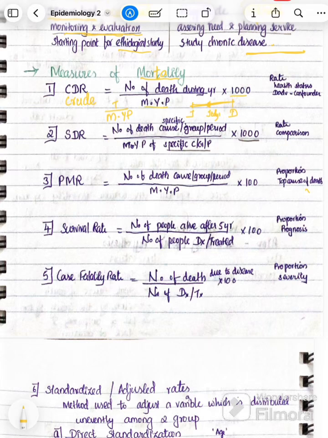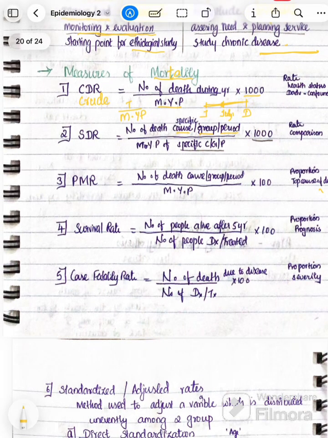The multiplier is 1000. And the specific death rate can be cause specific, group specific, or period specific. First we divide by the mid-year population of that cause specific, group specific, or period specific, into 1000.